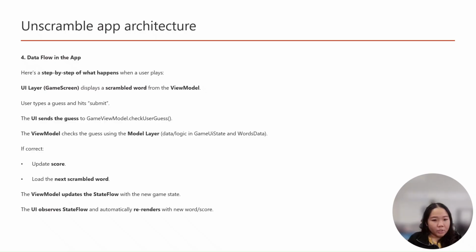Then the ViewModel checks the guess using the model layer, or data logic, in the GameUiState class and WordData. If correct, it updates the score and then loads the next scrambled word. The ViewModel updates the StateFlow with the new game state. The UI observes the state flow and automatically renders the new word or score.